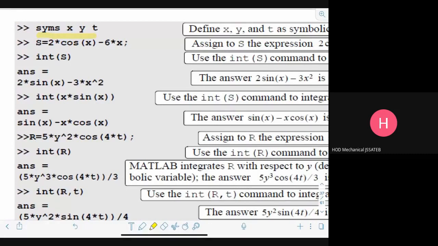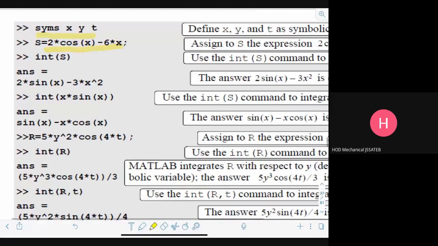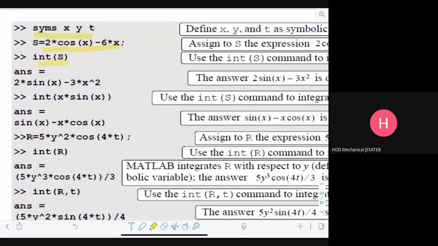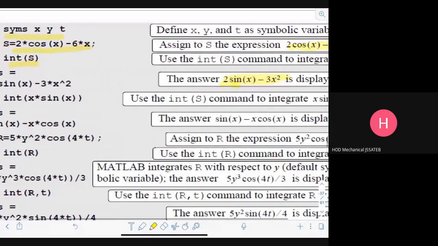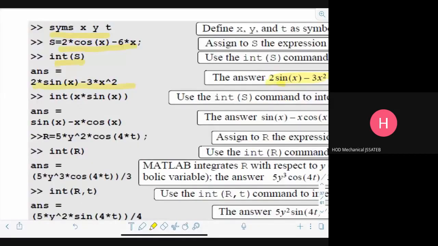Suppose you say s is equal to 2 cos of x minus 6x, and you simply say int of s. Remember, this expression is integrated with respect to x, and you know the answer, if you do it analytically, is 2 sine of x minus 3x square, and that is displayed. And you can also directly write the int of the expression inside itself. Then also you can get the output.